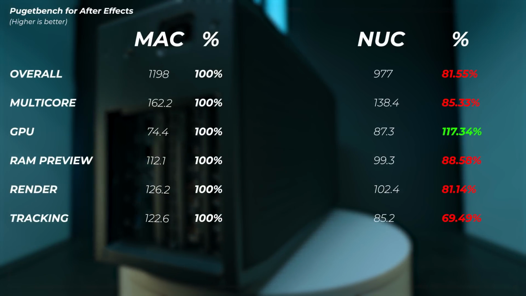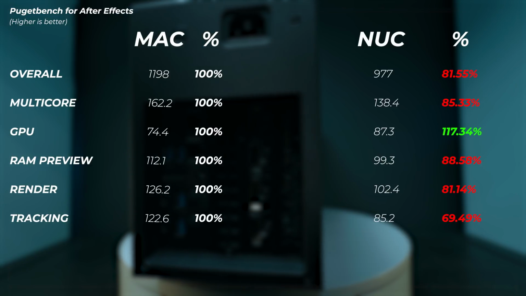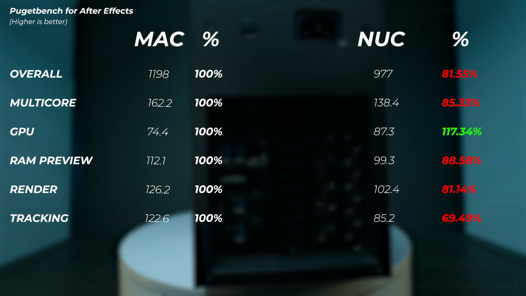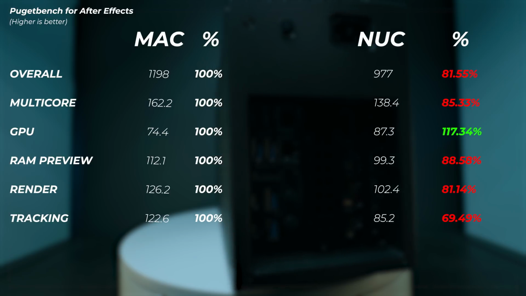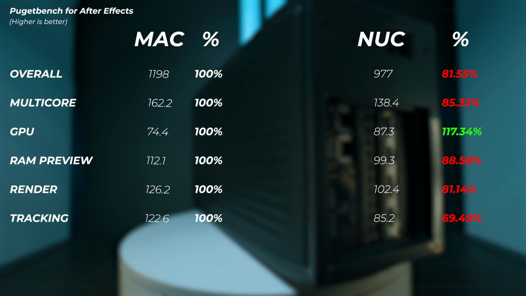After Effects just updated itself as well, and we're getting much better scores now in After Effects than previously. Previously I was running maybe 700 or 800 scores, but now 1198, which is 19% faster than the NUC.